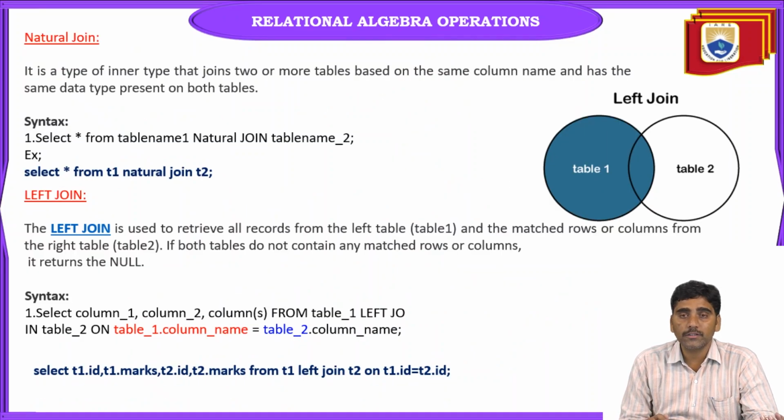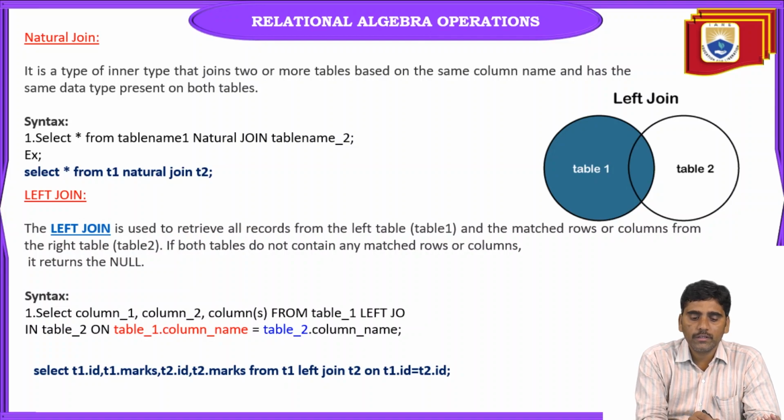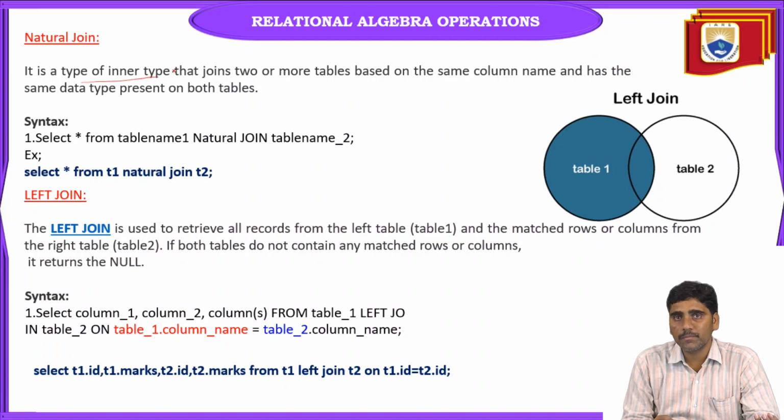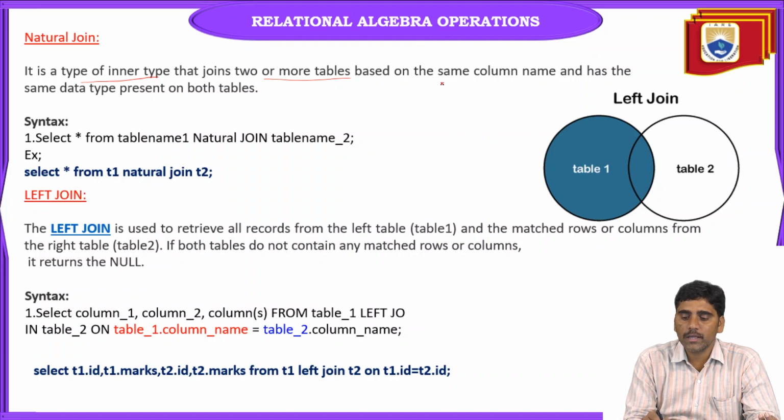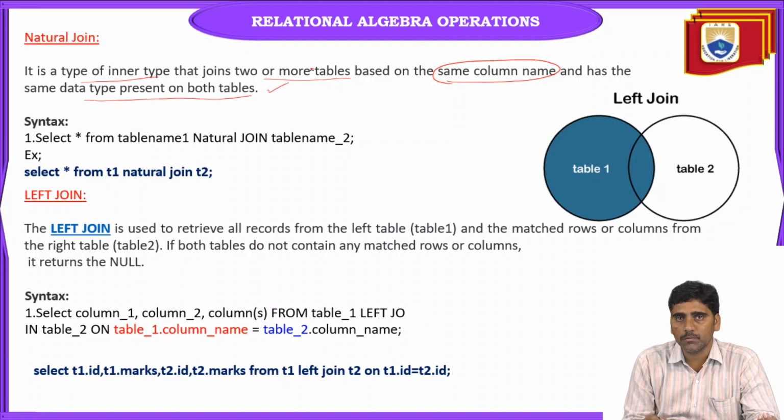And the second one, natural join. It is a type of inner join that joins two or more tables, like an inner join or simple join. It is based on the same column name and the same data type present in both tables.